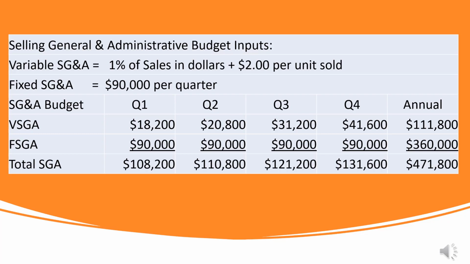The $14,000 plus $4,200. The fixed SG&A is the same, $90,000 per quarter, for a total of $360,000. For the year, our SG&A budget will be $471,800.